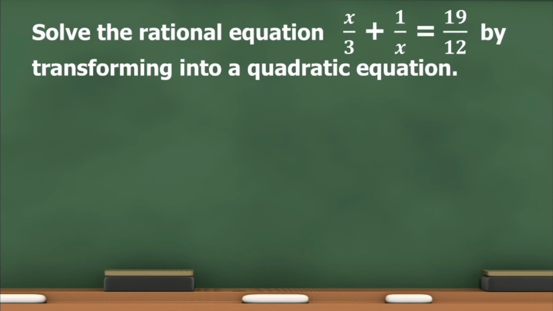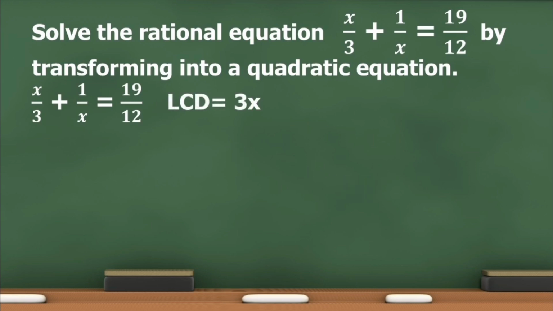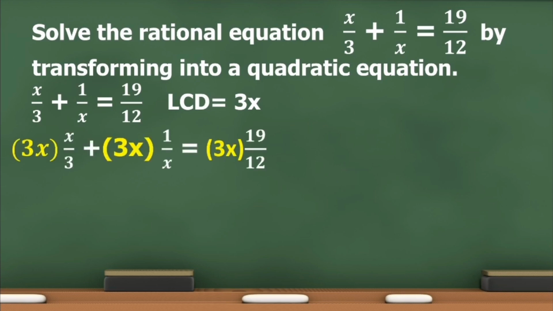Now, let's solve the rational equation x over 3 plus 1 over x is equal to 19 over 12 by transforming it into a quadratic equation. Step 1. Kunin natin class yung least common denominator or yung LCD. So, LCD is equal to 3x. Step 2. Multiply each term by the least common denominator. So, 3x times x over 3 plus 3x times 1 over x is equal to 3x times 19 over 12.